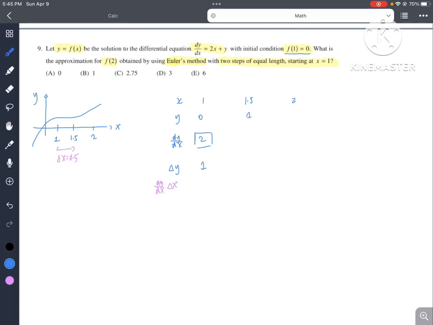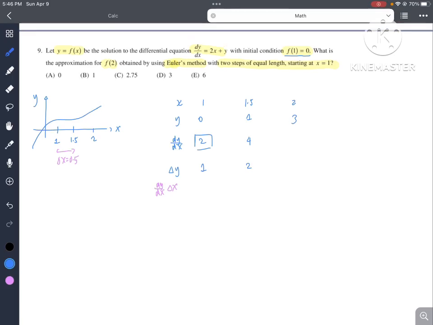Now dy over dx, 2x plus y, is going to be 2 times 1.5 plus 1, which is 4. So now delta y is 4 times 0.5, which is equal to 2. y used to be 1, and then this will be 3, because y plus delta y is the next y. So now we have the coordinates: when x is equal to 2, y is equal to 3, so the answer is D.